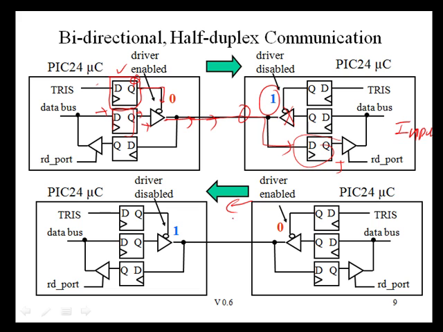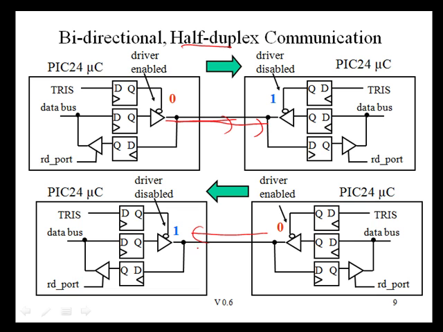If I was going the other direction, then I would want to have this PIC24 here configure this port as an output and configure this port here as an input. So this is showing you how bidirectional communication can be accomplished by using these tri-state buffers on pins that can be configured to either be an input or an output. This is called bidirectional half-duplex communication because communication can only go in one direction at a time. It's either going from this PIC24 to this PIC24, or it's going from this PIC24 to this PIC24. We can't communicate in both directions at the same time.